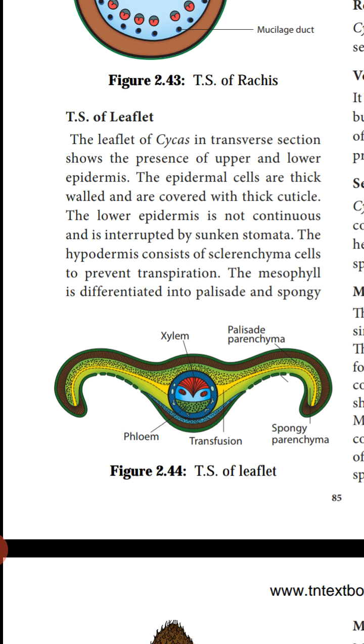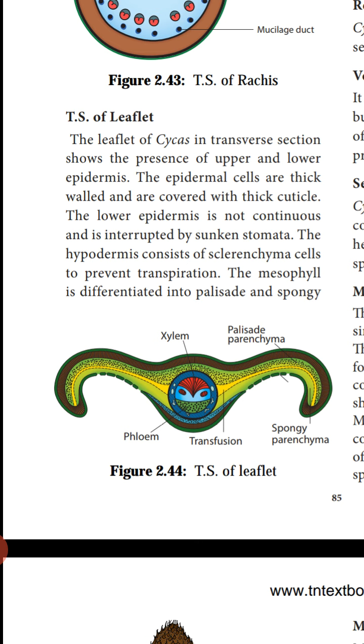So till here, let's recall. The leaflet shows two types of epidermis, upper epidermis and lower epidermis. Both epidermis have the cuticle. Then in the lower epidermis we can find that it is interrupted by sunken stomata. Next we have studied that below the epidermis there are a few layers of sclerenchymatous hypodermis. Next we have studied the mesophyll, the region between the two epidermis. It is differentiated into palisade and spongy.